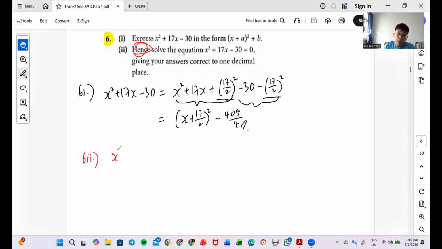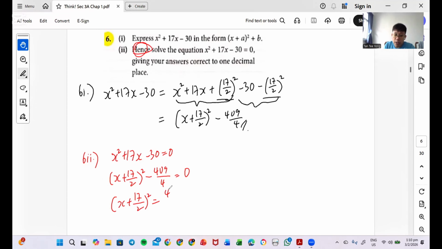So x square plus... that means I'm going to use the completed square form to solve it, because they say hence. In part 1, I found out that this is equal to this. Since this is equal to 0, therefore the completed square form also equals 0. We did this a few times already, so yours should be very clear. So x plus 7 over 2 equals plus minus square root 409 over 4.